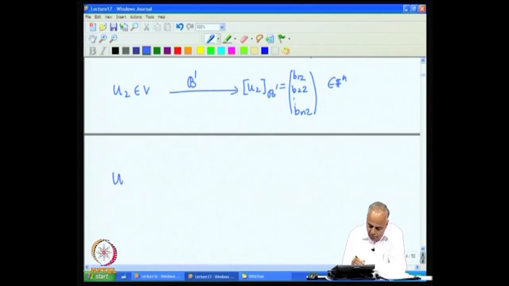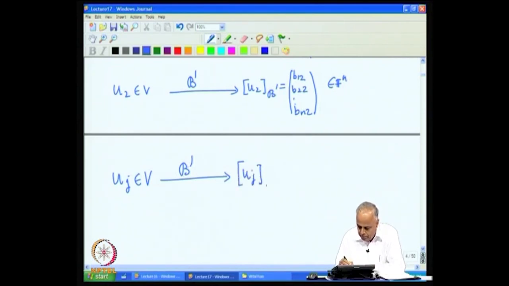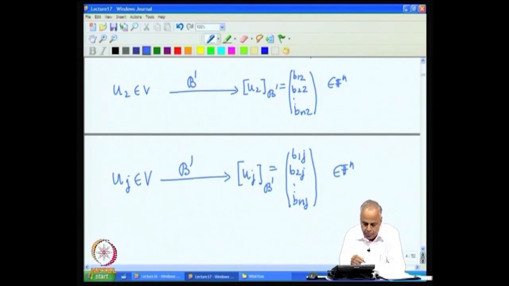So, in general, if you take u_j, the jth vector in the B basis, you can use the B prime basis to represent it as u_j B prime, a vector in F^n, and that vector's components are b_1j, b_2j, ..., b_nj. The second index j says that we are looking at the jth vector in the B basis. So, what we have done is, we have looked at the basis B, and each vector in the basis B is now converted into an F^n vector using the B prime basis.